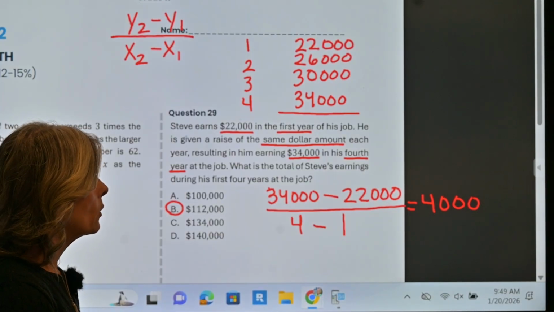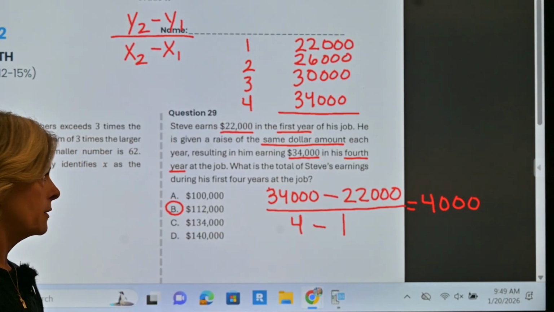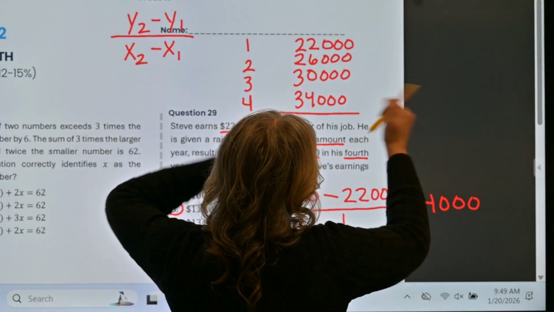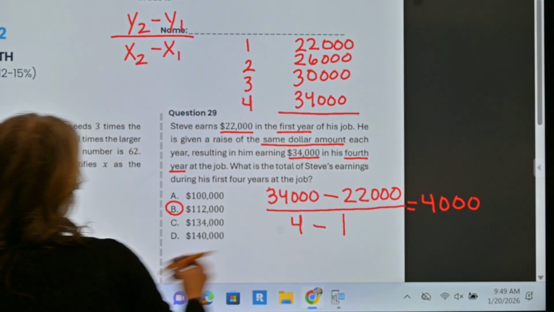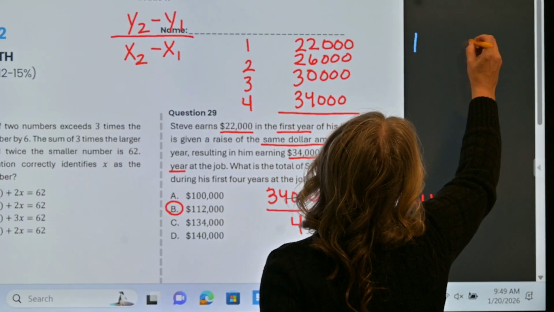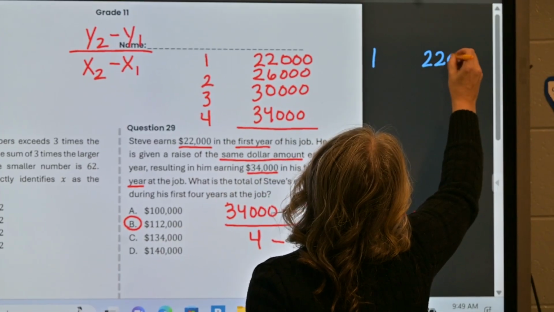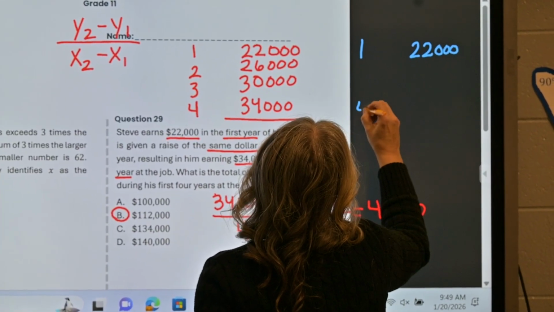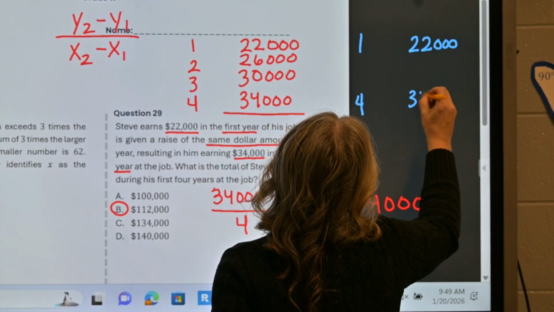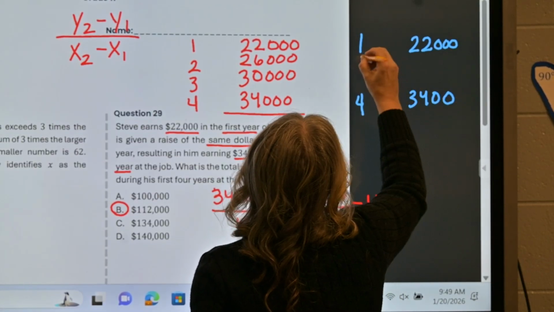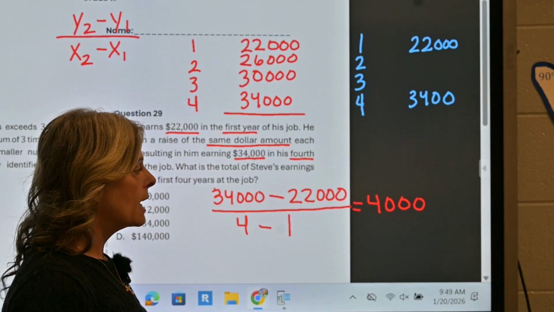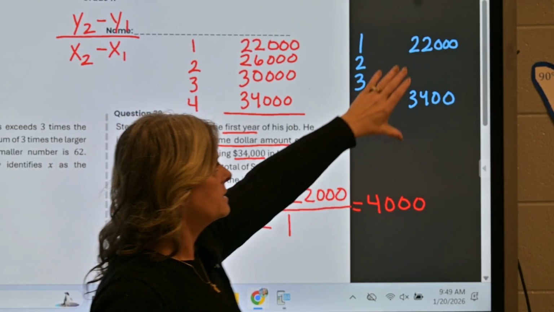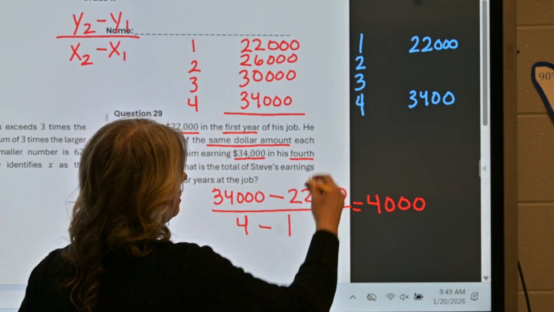Thank you. Okay, so here's another way you could have done this, all right? So I'm going to rewrite my table, and I just want to show you something different, okay? So let's say that we had our 1 and our 22,000, and then we had our 4 and our 34,000. You could write your other numbers here, and then to figure out how many times you would need to divide the difference between these numbers, you could do this.